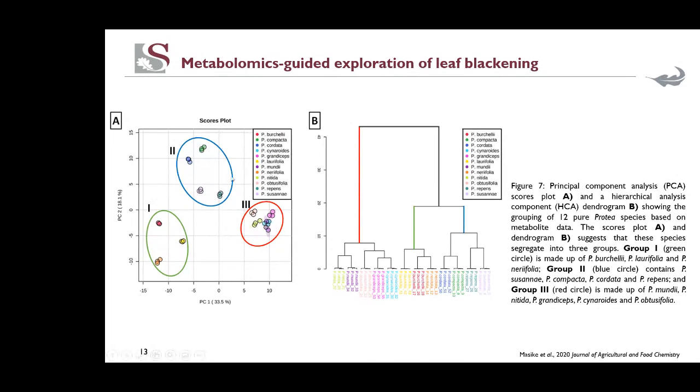And we wanted to see which metabolites could be linked to group 1 and group 2, as well as group 3, meaning which particular compounds are linked to the susceptibility of the Protea species to leaf blackening, whereas the others, which are in group 3, are not susceptible to leaf blackening. Figure 7B is a hierarchical cluster analysis, which just reflects what we see on the PCA score plot, which arranges the different samples based on how similar or different they are.